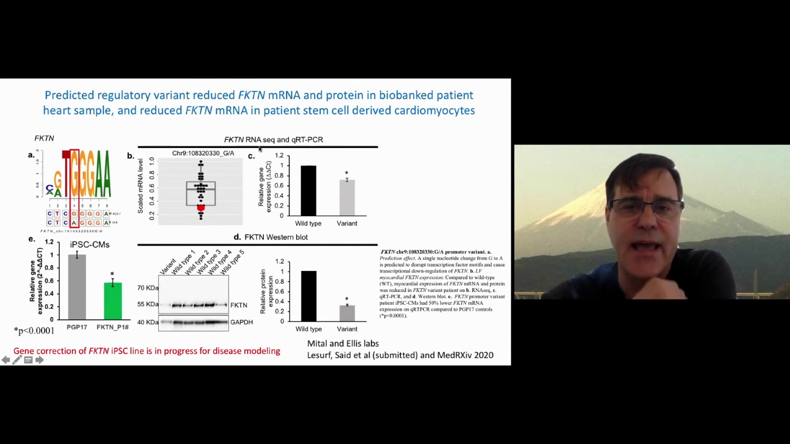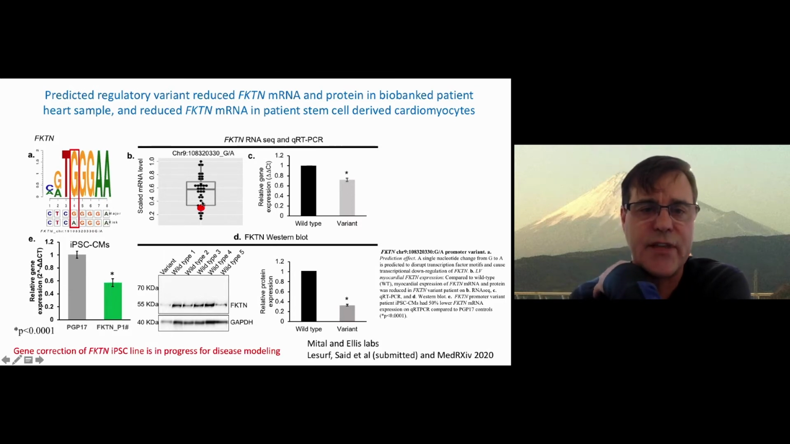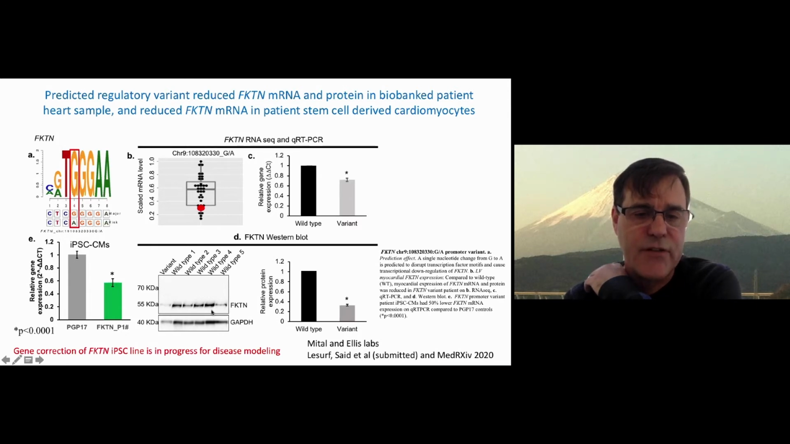So if we look at RNA sequencing and RT-PCR, which is a way of looking at the RNA levels in this particular patient compared to all the other patients, we can see that the fukutin RNA is reduced, and that's confirmed using this qRT-PCR. If we look at protein levels, this is protein, again, from a biobank sample of the individual compared to other individuals, and you can see that the fukutin protein is also reduced, and that's quantified here.